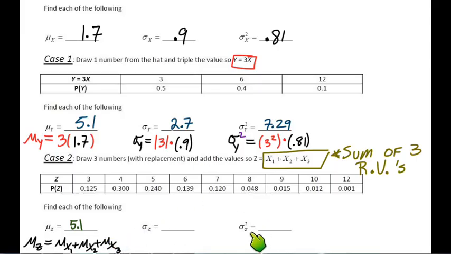Let's go to the variance though, sigma squared z down here. So to get sigma squared z, we're going to take the variance of x1 plus the variance of x2 plus the variance of x3. So we're going to combine 0.81, that's the variance for x, right? 0.81 plus 0.81 plus 0.81, which is 2.43 for our new variance.